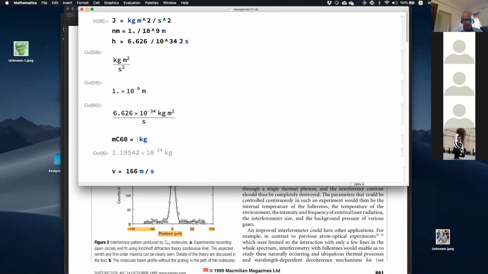C60, as you know, has 60 carbon atoms, correct? Yes, sir. And one mole of carbon atoms has a weight of 12 grams. So I write 12 grams, but I want to convert that to kilograms, so I divide by 1000. This is now in kilograms. Fine.